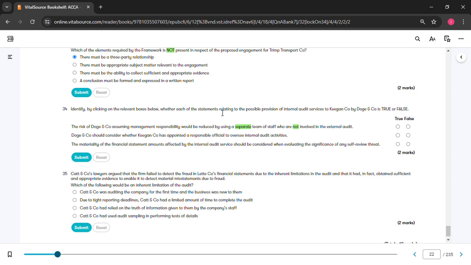Whether each of the statements relating to possible provision of internal audit service by Dodgy and Company is true or false. The risk of Dodgy assuming management responsibility will be reduced by using a separate team of staff who are not involved in the external audit. False, it will be increased. The risk will be increased.